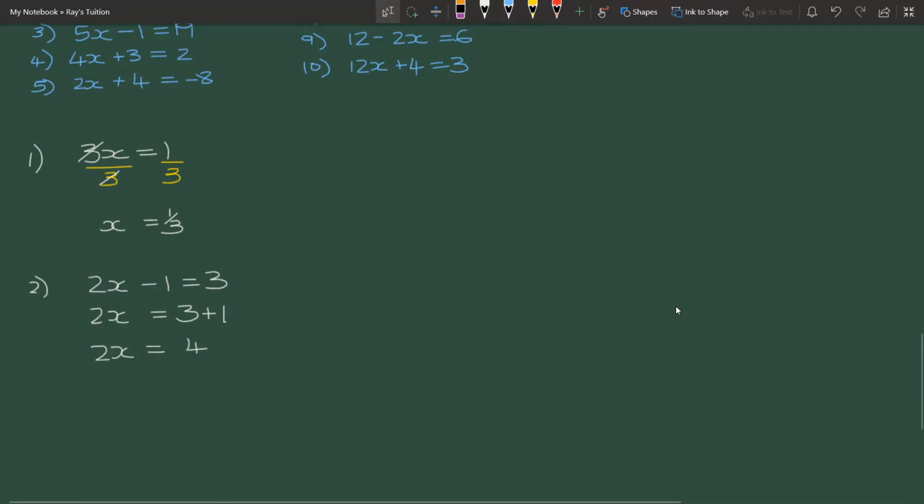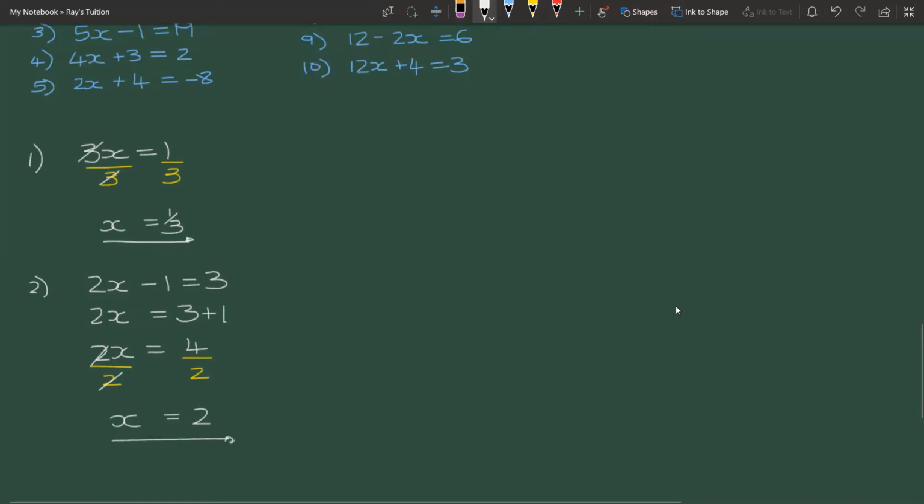Now we would like to get rid of the coefficient of 2, and we will do that by dividing both sides by 2. So now let us simplify it. In this case, the x cancels out with the x, leaving us just with x. And then 4 divided by 2 is simply 2. So that is the second solution.